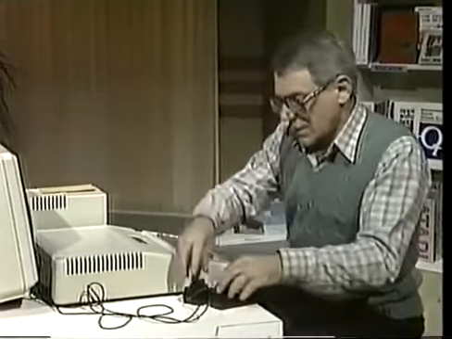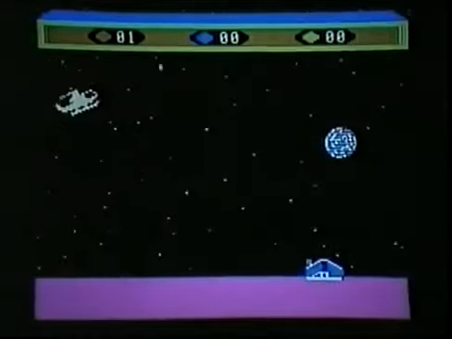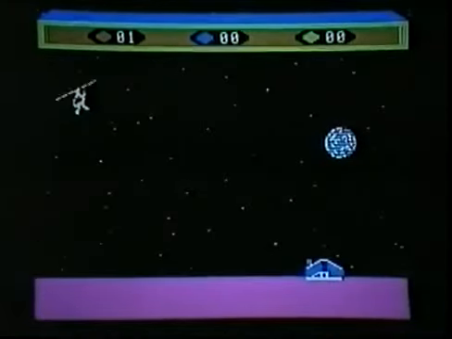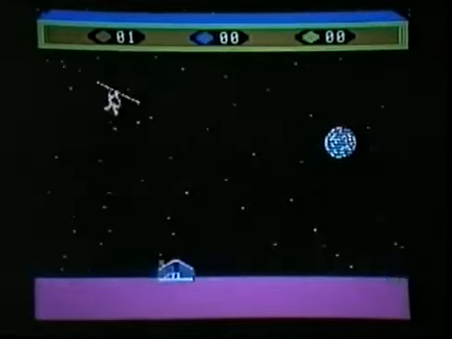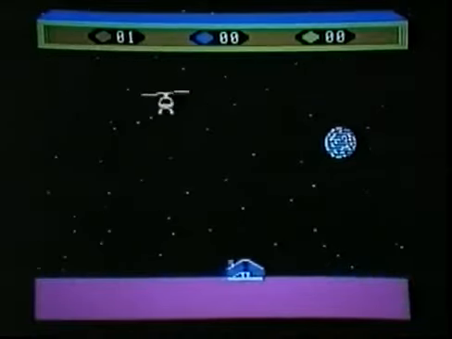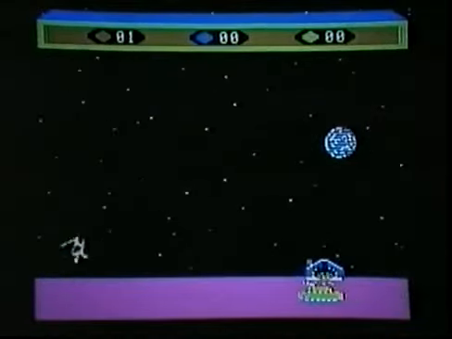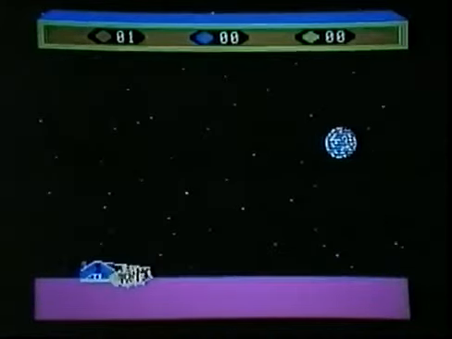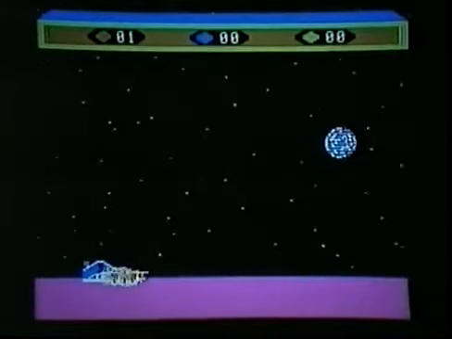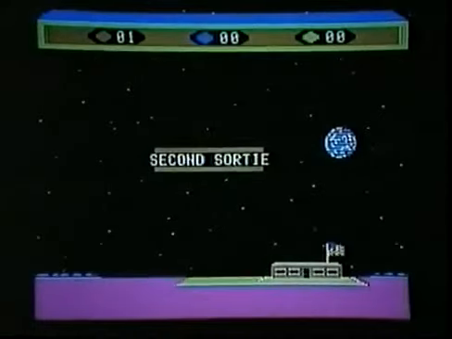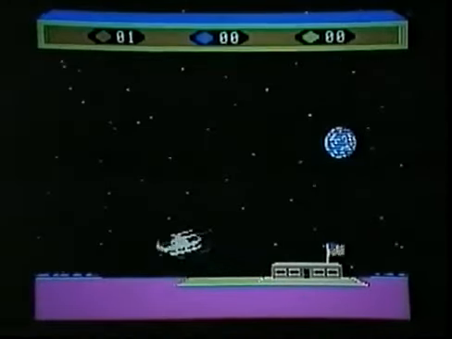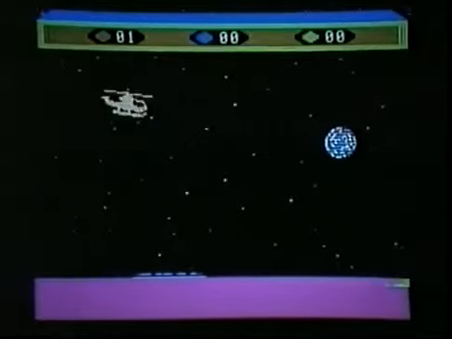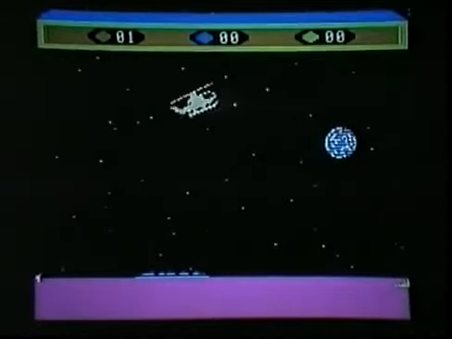Oh, I see. Okay. Now, turn him around a little bit. There we go. Whoa. Oh, this is tricky, isn't it? Uh-oh. Crash. Not so good. I'm glad nobody was aboard. Oh, here we go. Second sortie. I get another try. You know, being a pilot is not easy.